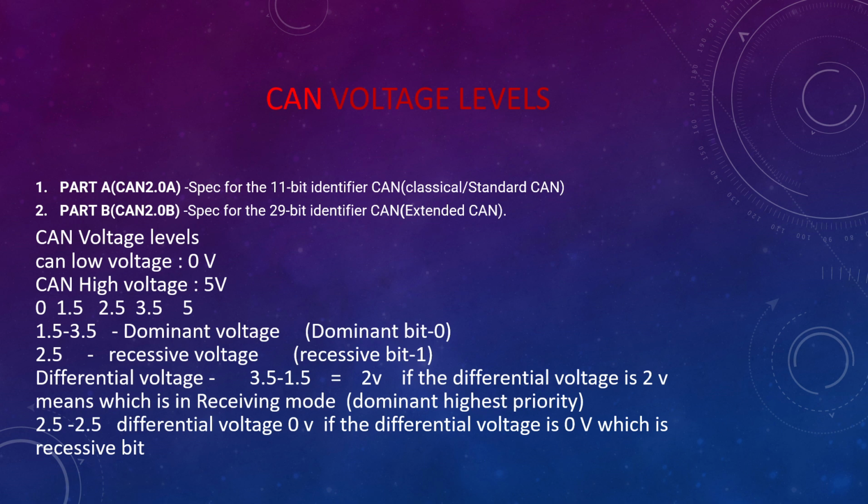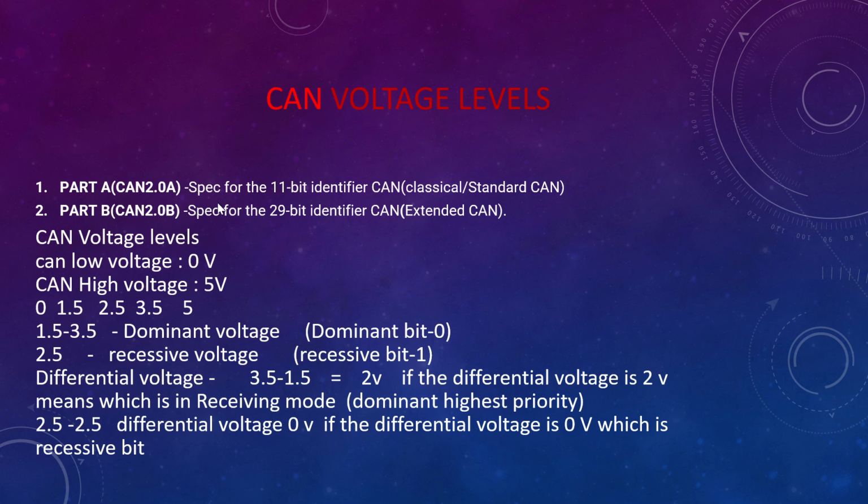First of all, how many types of CAN are there, what are the identifiers, how many identifiers, what is standard CAN, and what is extended CAN. CAN has two parts: CAN 2.0A and CAN 2.0B. The specification of CAN 2.0A is an 11-bit identifier, so it transmits an 11-bit identifier. That is nothing but the classical or standard CAN.